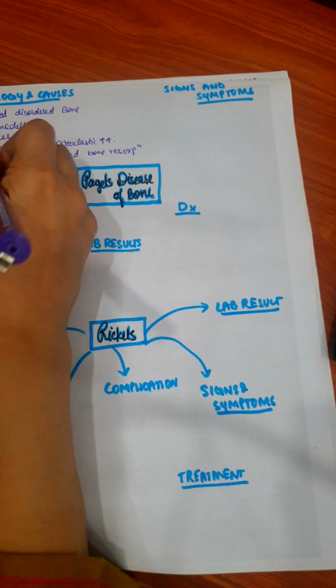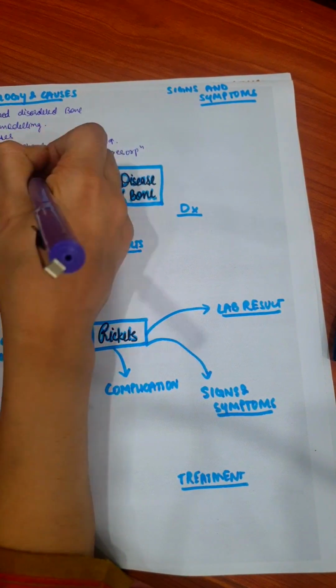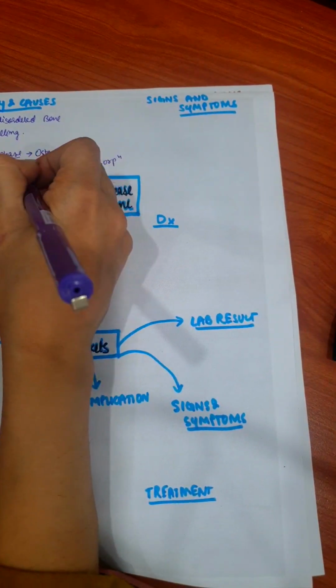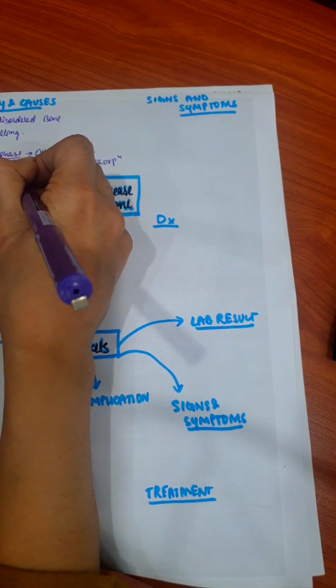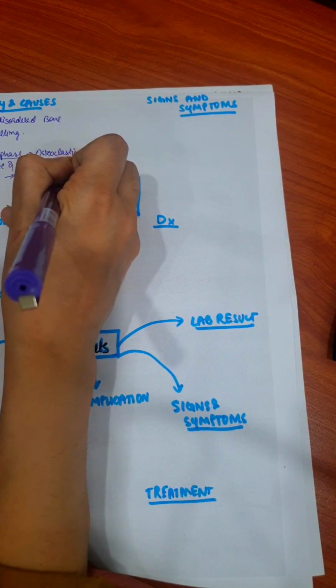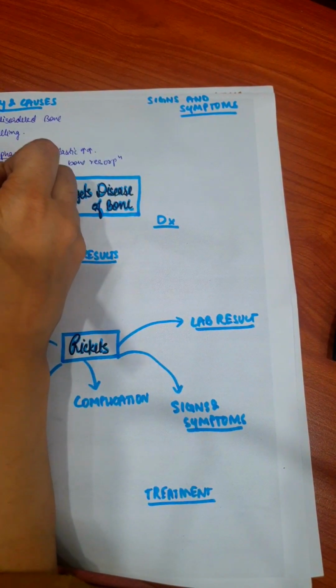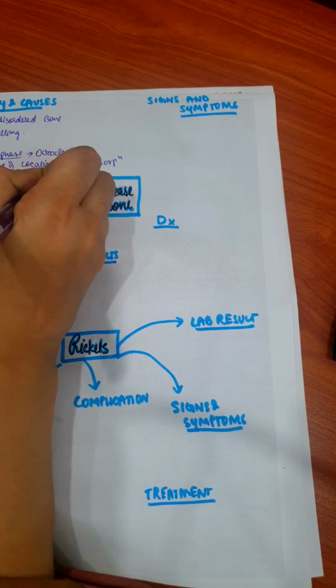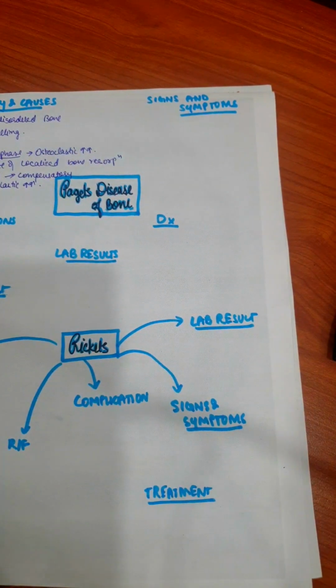Then there comes the mixed phase. Mixed phase is actually your lytic and blastic, both phases are there in the mixed phase. So there is compensatory osteoblastic overactivity, and there is accelerated bone formation in this phase.